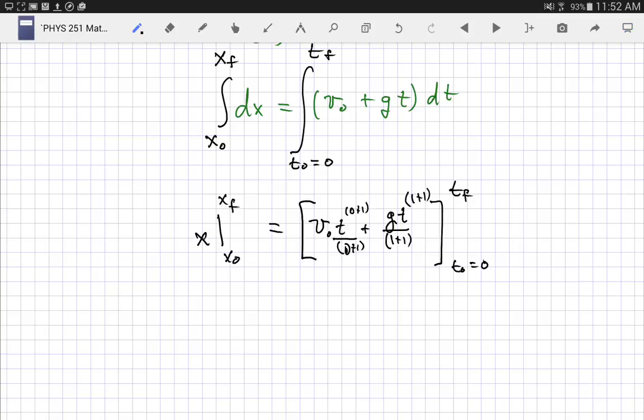After you've learned to do these, you forget those rules and you just put the numbers in. But sometimes it can be important. Okay, so now we put in our limits.